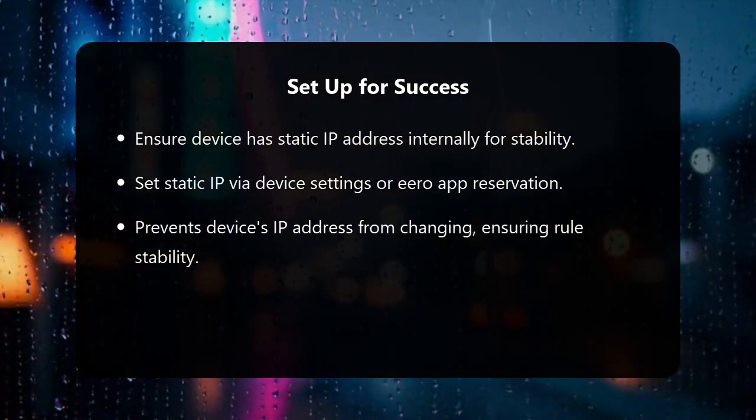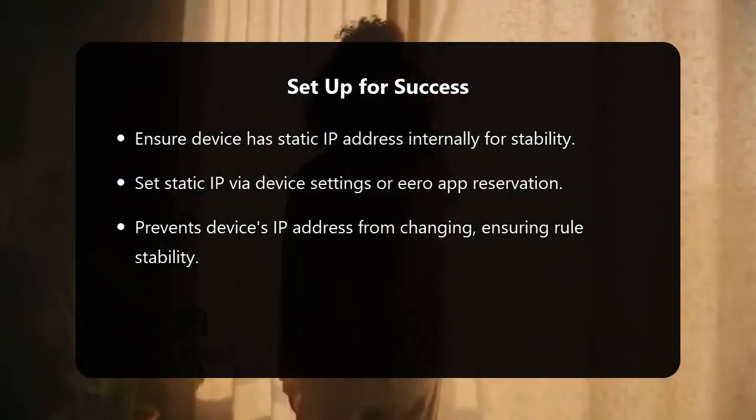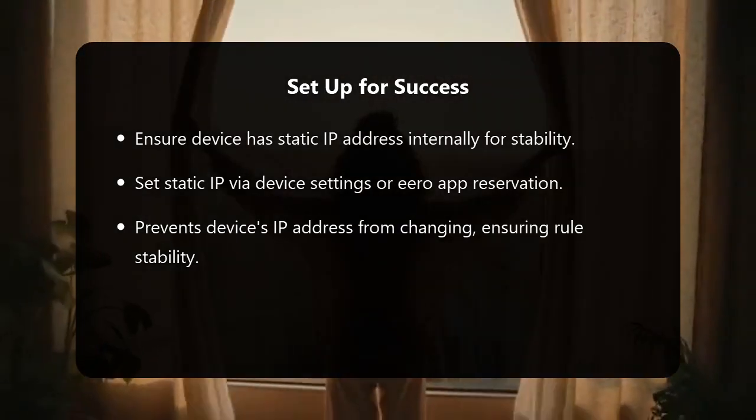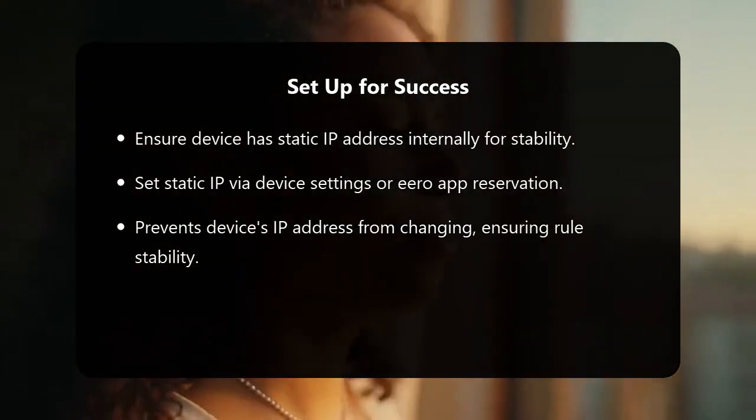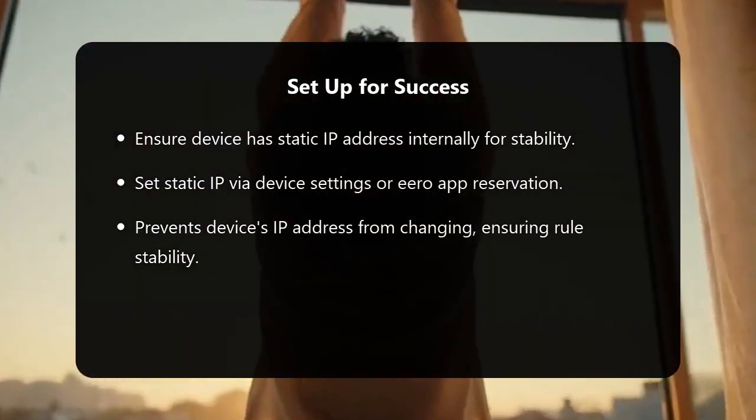Before you begin, it's essential to ensure the device you intend to port forward to has a static IP address within your local network. This prevents its IP from changing, which would break your port forwarding rule. You can usually set a static IP through your device's network settings or, on eero, by reserving an IP address for that device in the network settings under reservations and port forwarding.